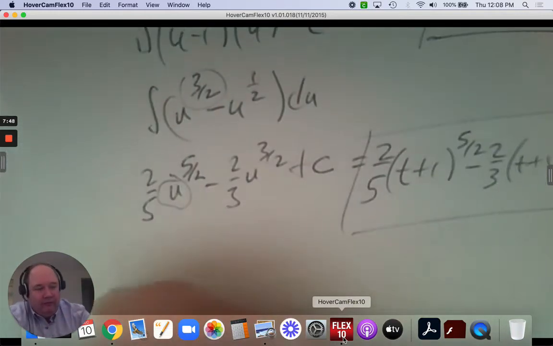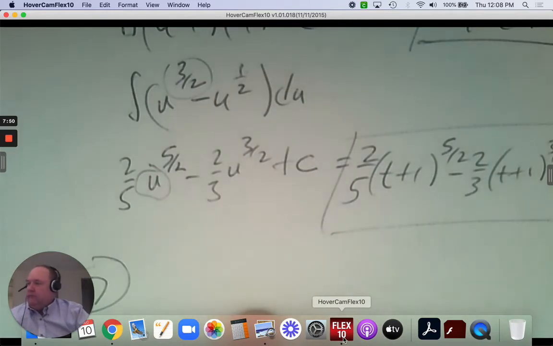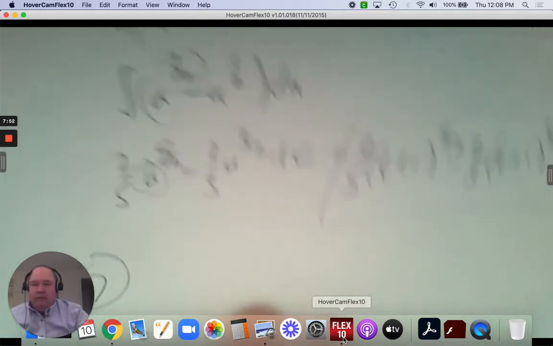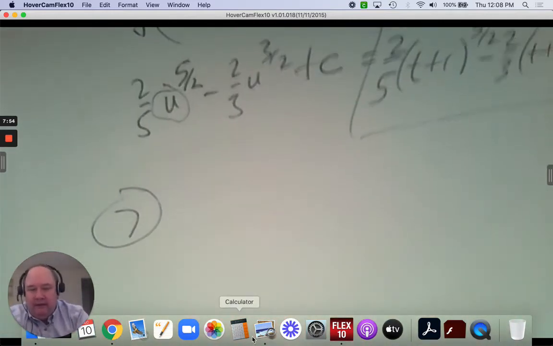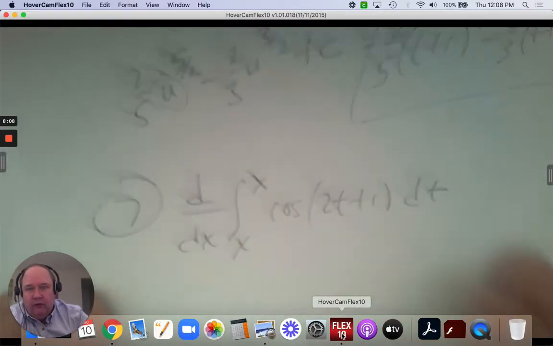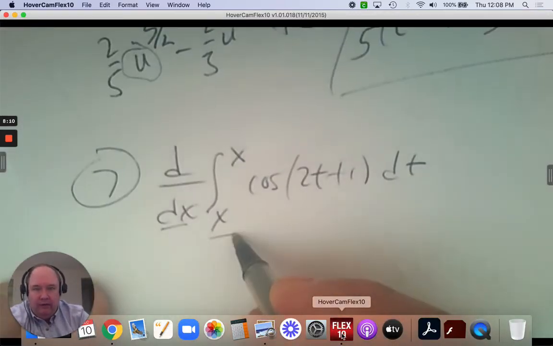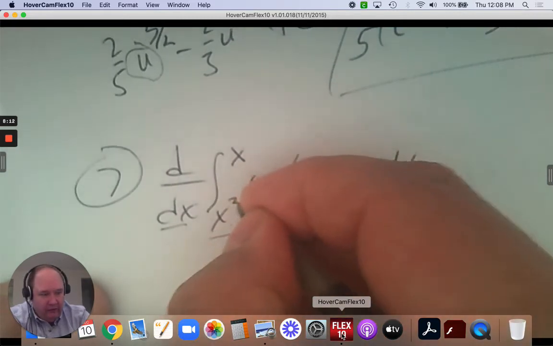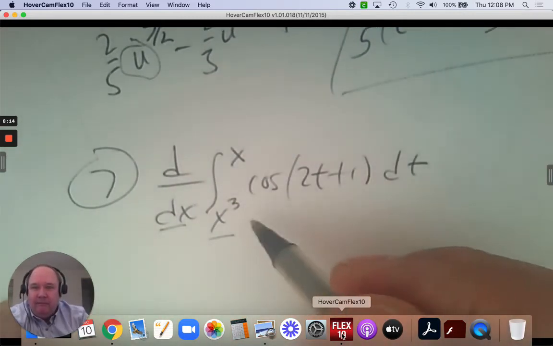All right, number 7. Number 7 is the fundamental theorem of calculus, the sequel, part 2 here. And this part of the fundamental theorem of calculus is that derivative and integration undo each other. So when you see derivative and integration, this should be x cubed. This is a substitution question.